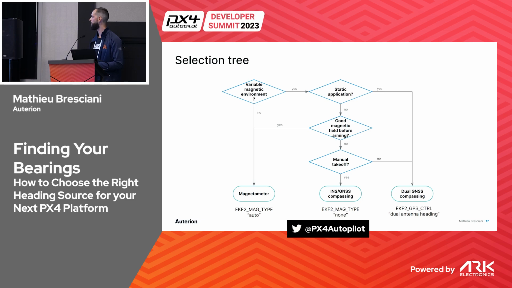And the selection tree here is quite simplified, but basically, if you don't have a variable magnetic environment, then use a magnetometer because it's the cheapest and the simplest solution. Otherwise, if it's a static application and you have problems with the magnetic field, you pretty much have to go the route of a dual GNSS sensor. And otherwise, it depends a bit if you can rely at least on the magnetic field before takeoff or not. I'll explain that later.